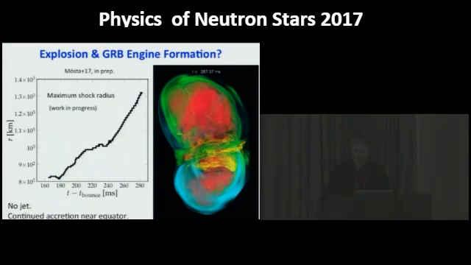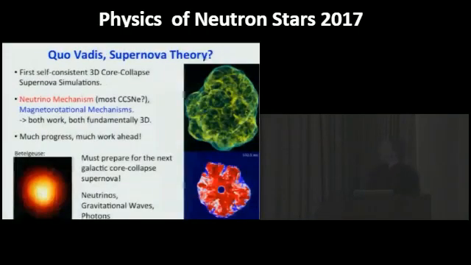So let me conclude by putting up this slide. We're now able to do these simulations in 3D. There's still a lot of work to do. We have the neutrino mechanism, we have the magnetorotational mechanism. Both work, both are fundamentally 3D. So we've made a lot of progress, but there's still a lot of work ahead, in particular for the young people. Now, this is a very exciting field because there's Betelgeuse. It might explode. It might have already exploded. And we will get a wealth of observational information from the next galactic supernova. Thank you.